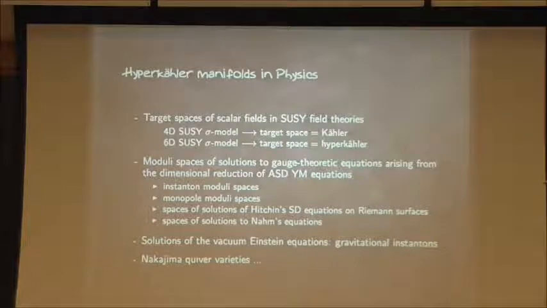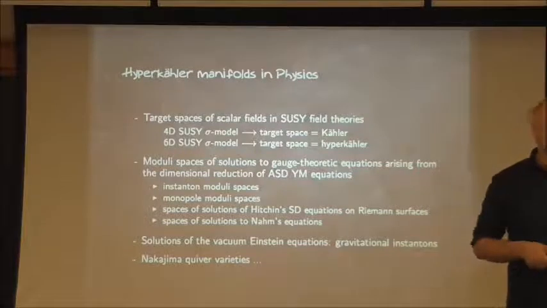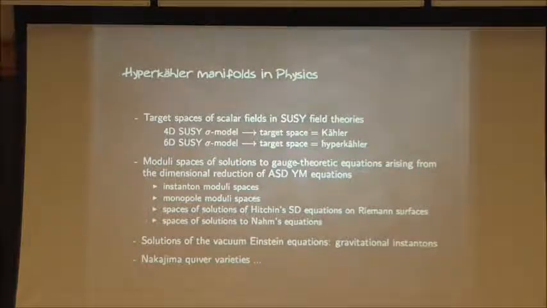The example I'm trying to get to today is this. Hyperkähler manifolds arise also as solutions of the vacuum Einstein equations, in which case they are called gravitational instantons because of their analogy with Yang-Mills instantons, so the gravitational analogs of Yang-Mills instantons.